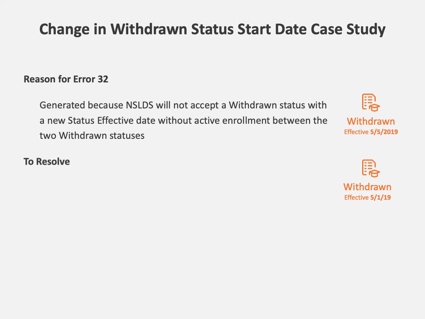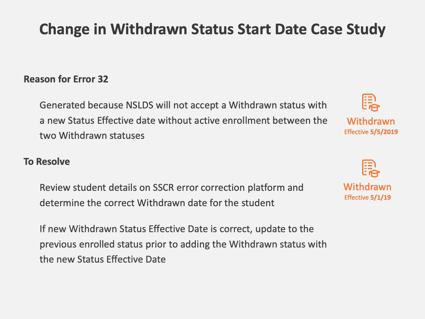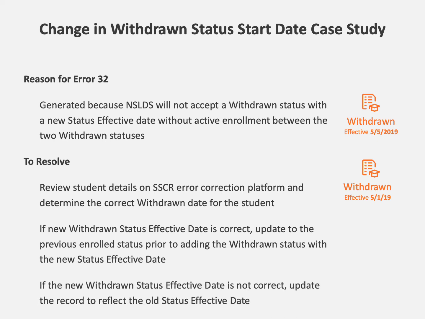To resolve the error, first review the student's record through the SSCR Error Correction platform and determine the correct withdrawn date for the student. If the new withdrawn date is correct, update the record to the previous enrolled status and allow that information to go out to NSLDS prior to adding the withdrawn status with a new status effective date. If the new withdrawn date is not correct, update the record to reflect the previous withdrawn date.